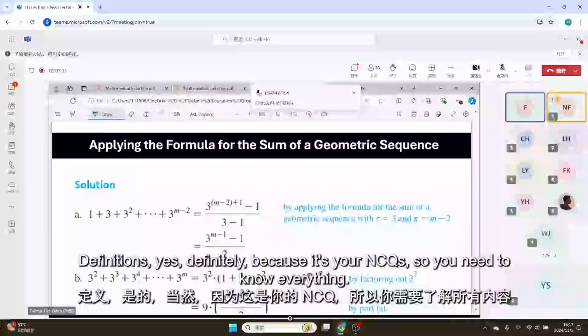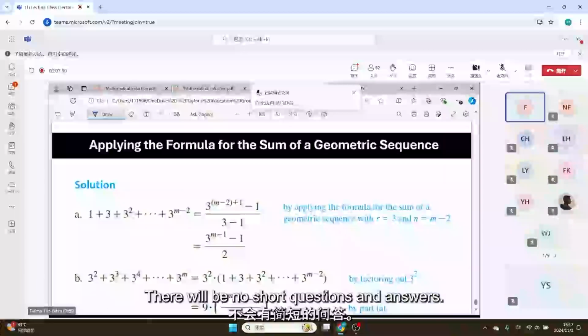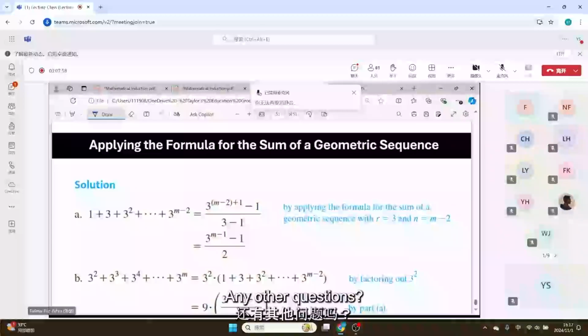Definitions, yes, definitely, because it's your MCQs. So you need to know everything. Definitions, the conceptual questions, and all those, because you will not be calculating anything. There will be no short question and answers. Yes. Any other questions?